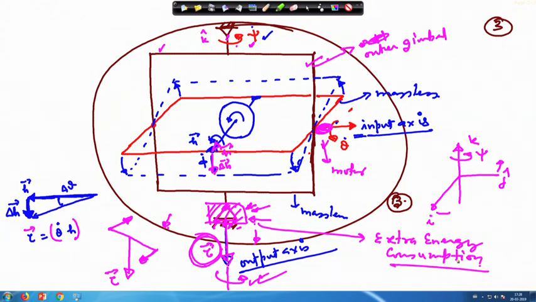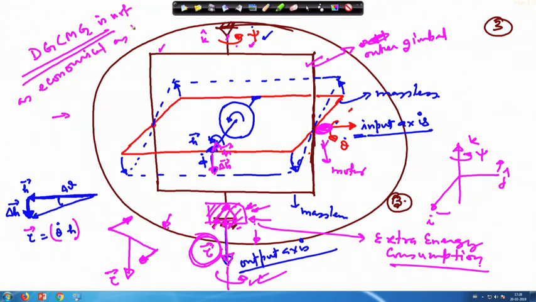And therefore, this double gimbal control moment gyro is not as economical as your single gimbal control moment gyro is. Means this is consuming more energy.